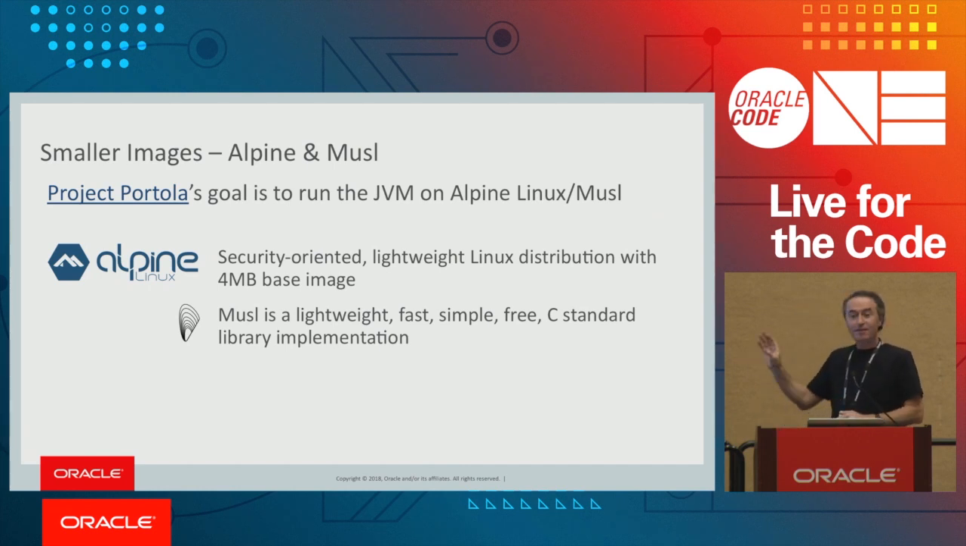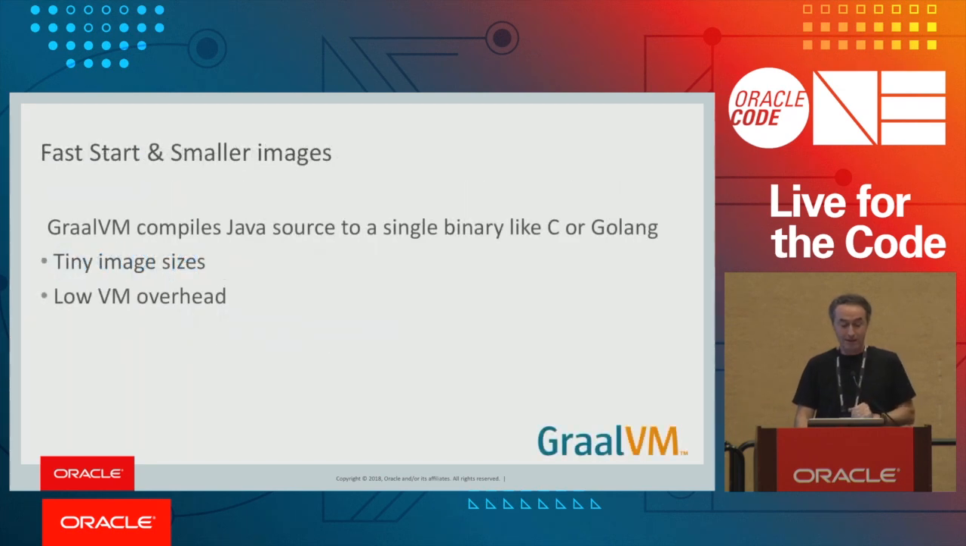So this one just says, hey, we should use small images like Alpine, right? And they're actually porting the JVM. Technically, it's a port to Alpine to run with the musl libc. So that's a good idea too, is don't go get Ubuntu, right, for this case. But let's talk about Graal.